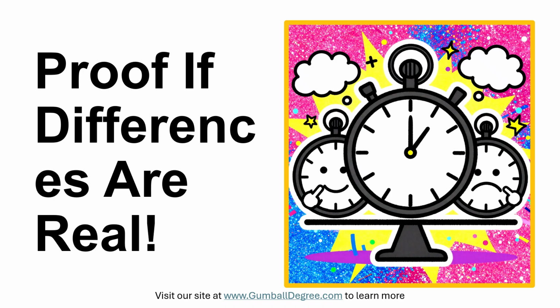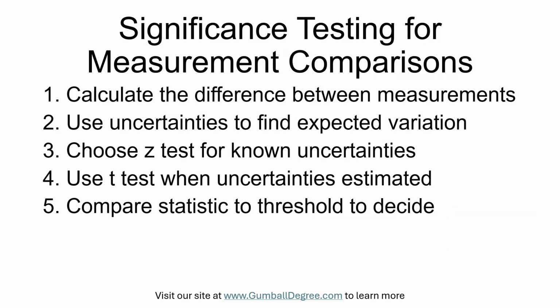Significance testing and measurement comparisons uses statistical tests to decide whether the difference between two measurements is larger than what we would expect from their reported uncertainties, commonly using a t-test or z-test to compare the observed difference to expected variation. Think of two people timing the same race with different stopwatches that each have some wiggle room in their readings. Significance testing asks whether the difference in their times is just from that normal wiggle or from a real problem like a broken stopwatch.